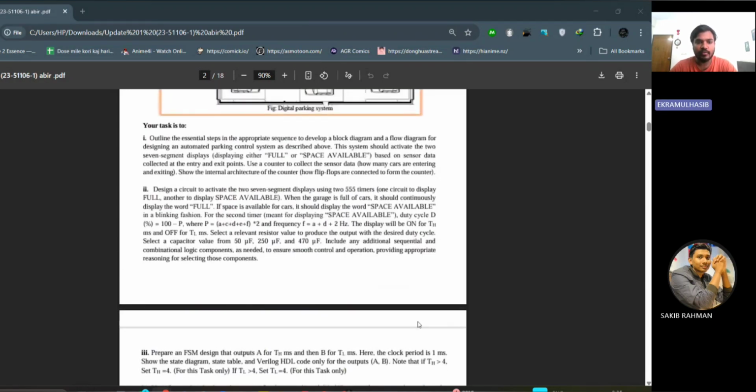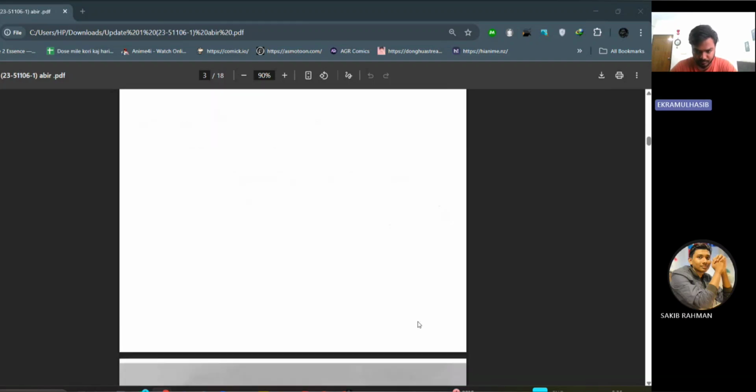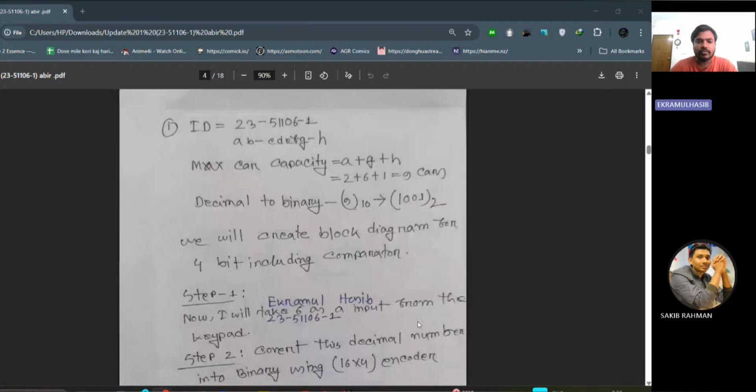This part asks for a step-by-step plan to design the parking system. We need to draw a diagram showing how the counter, sensor, and display work together. So my first question answer, the block diagram, shows all parts of the parking control system connected and working together.